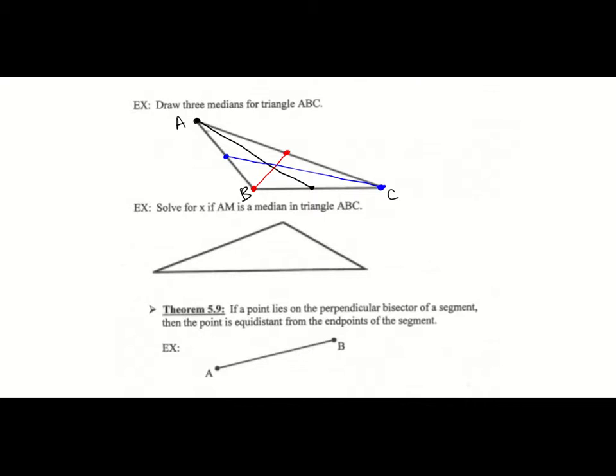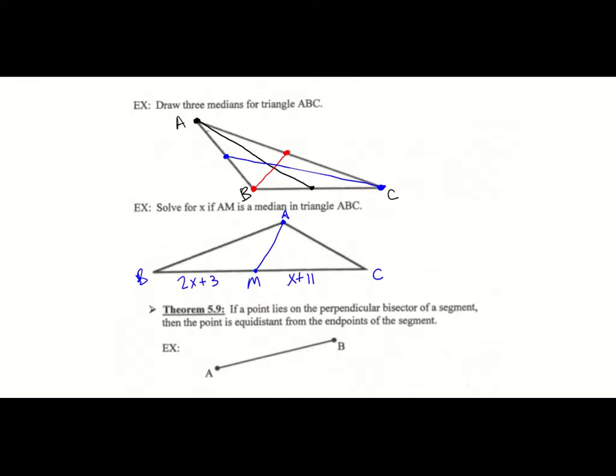Our next example says solve for x if AM is the median in triangle ABC. So this is our given information here. If this is A, B, and C, AM is our median, and this side is 2x plus 3, and this side is x plus 11.